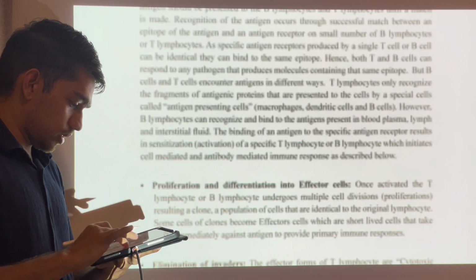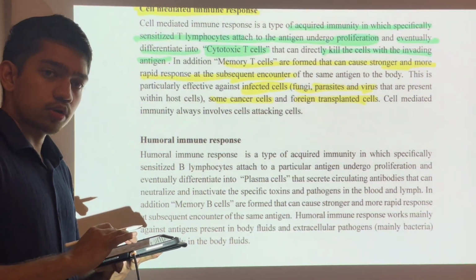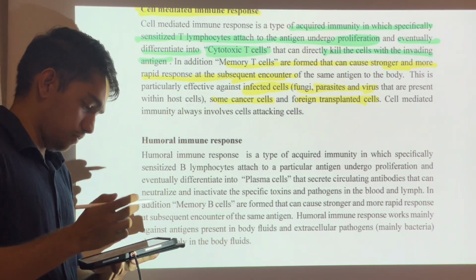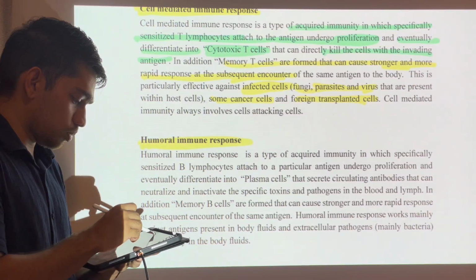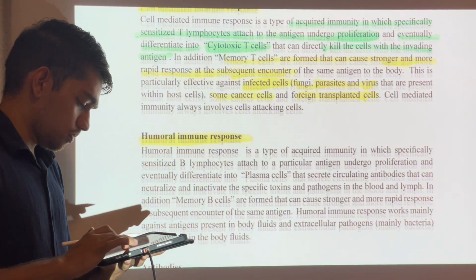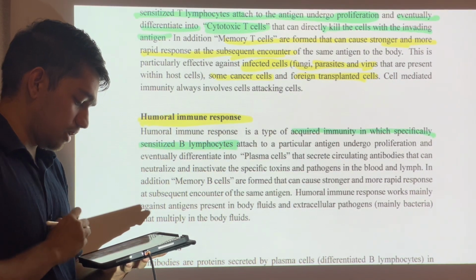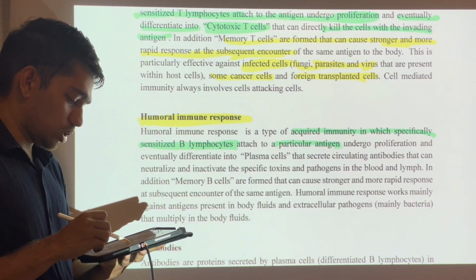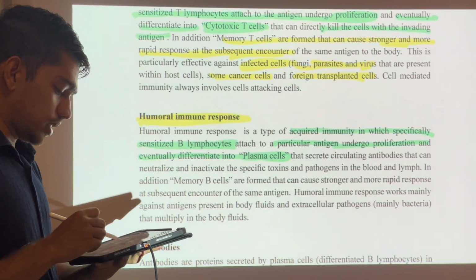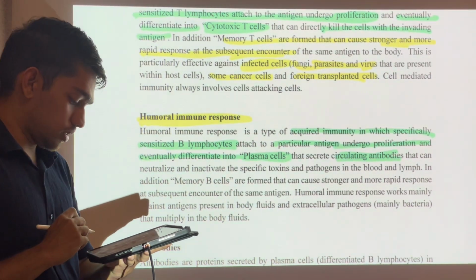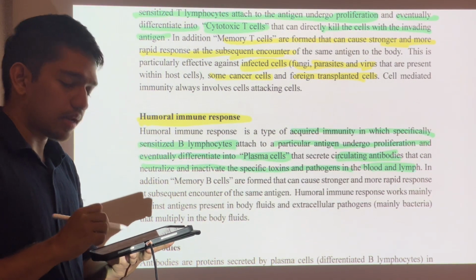We'll move on to the other form of immunity. What is the other type of cell in your specific immunity? We have B lymphocytes. B lymphocytes are going to do what is known as the humoral immune response, right? Humoral immune response. The definition is that it's an acquired immunity in which specifically sensitized B lymphocytes attached to an antigen undergo proliferation and eventually differentiate into plasma cells that secrete circulating antibodies that neutralize and inactivate specific toxins and pathogens in blood and lymph.